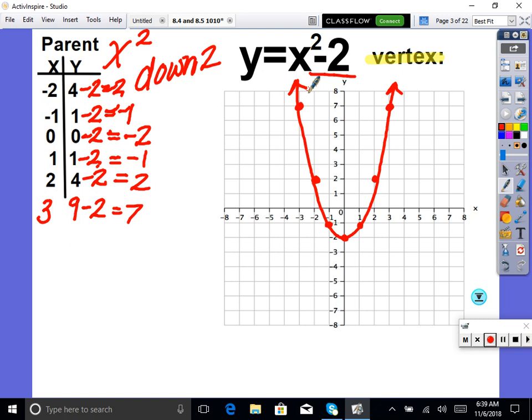Okay, where's my vertex? Without even looking at the graph, we should be able to see it. We'll shift it down 2, so it'd be at 0, negative 2, our vertex, right? It used to be at 0, 0. So our axis of symmetry right here is on x equals 0 again. Okay, pretty easy stuff, as you can see.